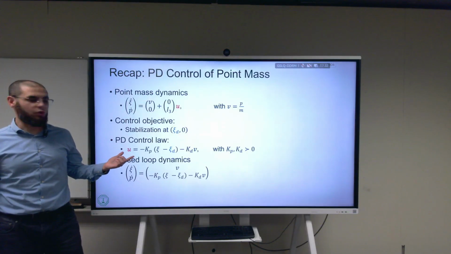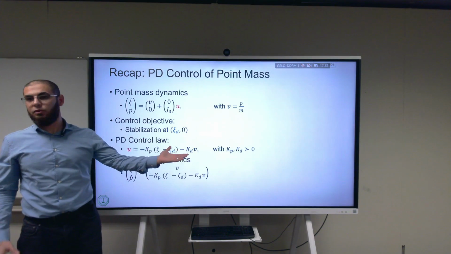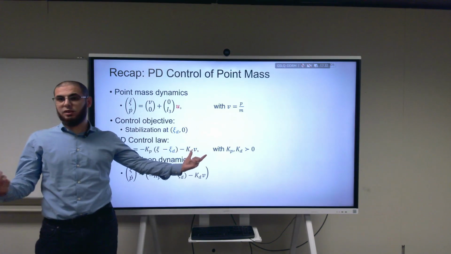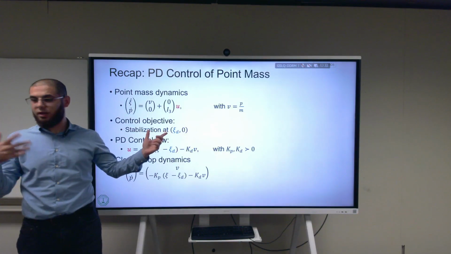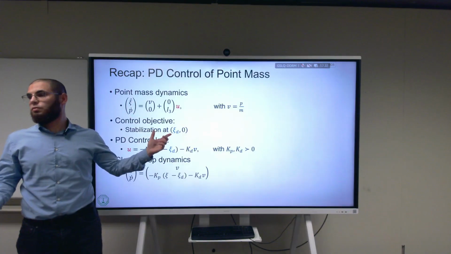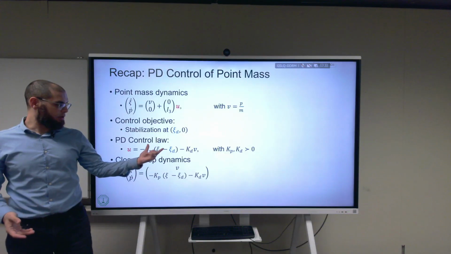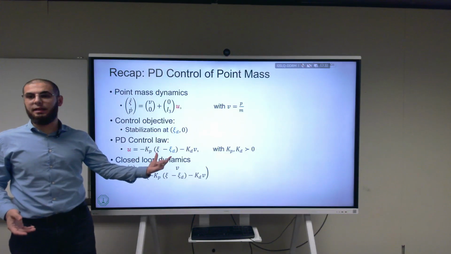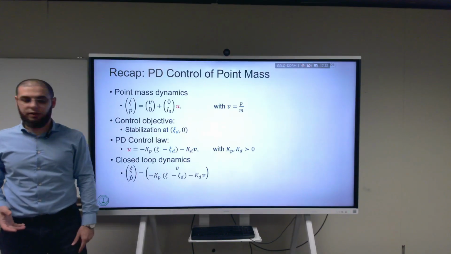Simply, it's a PD control law where you take the error in the position and you also take the error in the velocity, but we said that psi d is just a constant. It does not change with time, and thus its derivative is also 0. So we have a gain multiplied by the position error and a gain multiplied by the velocity error.